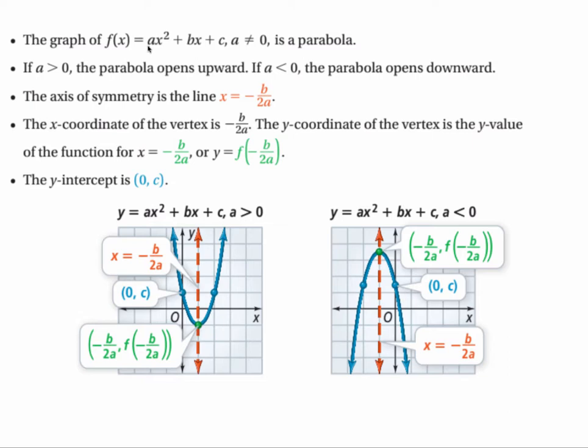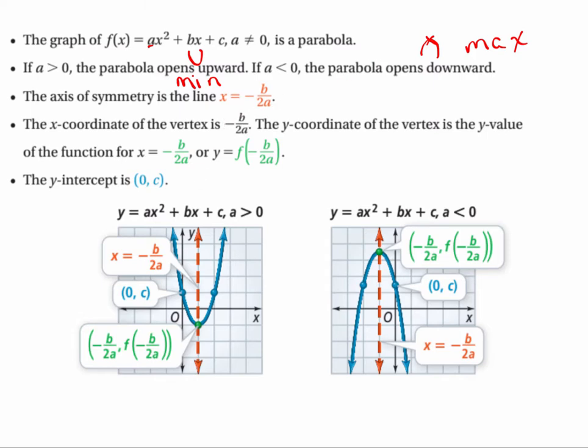You know that if a is positive, then it's going to be an upward opening parabola, or it's smiling. If a is negative, it's downward facing. Now, if a is positive, then we know we're going to have a minimum, while if a is negative, it's going to be downward facing, so we're going to have a maximum.